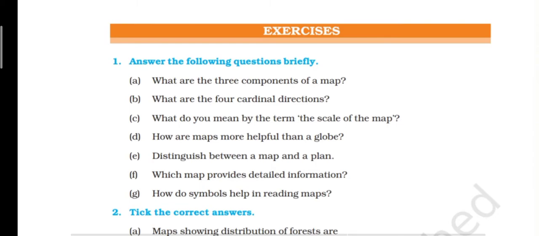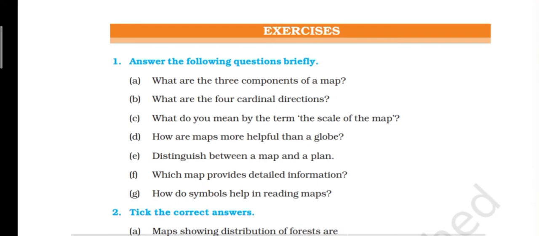Now the second point is that maps can be folded and are easy to carry, but globes on the other hand are difficult to carry. This is the second point. The third and last point is that maps provide detailed information about any place, whereas globes do not provide much detailed information.